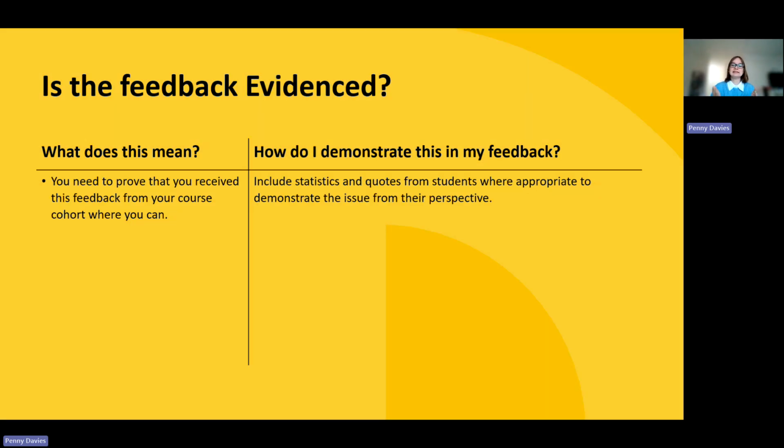And finally, is the feedback evidenced? You just need to provide any evidence that the feedback you collected is from your course cohort where you can, and not just your own personal opinion. So include statistics where appropriate. 24 out of 30 students surveyed said that. Include quotes from students that they've left to demonstrate what the issue is from their perspective. And just give as much detail as possible in terms of showing that you collected this feedback from other people rather than just giving your own opinion. So that's how you can check that the feedback you're giving is representative and appropriate to present to staff members.